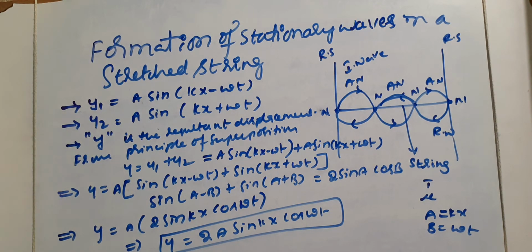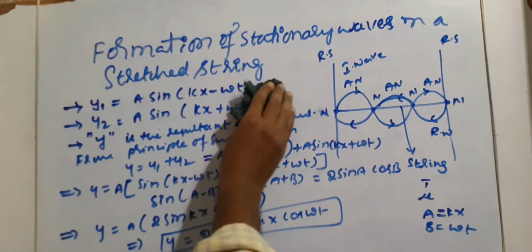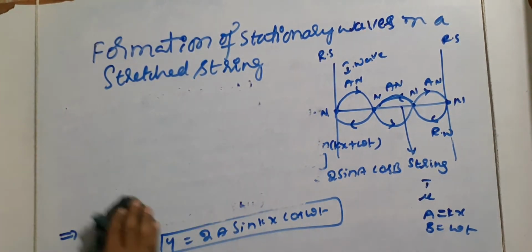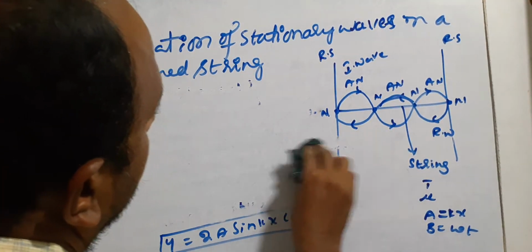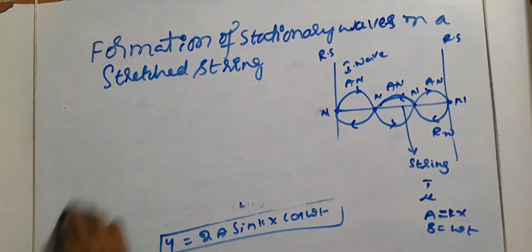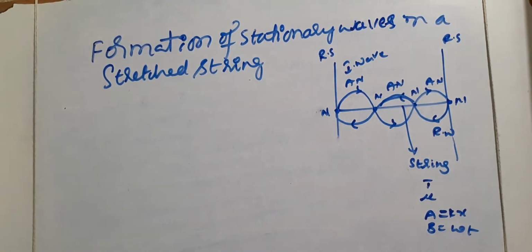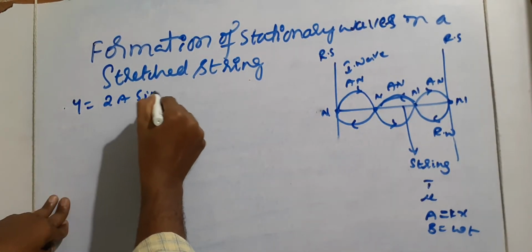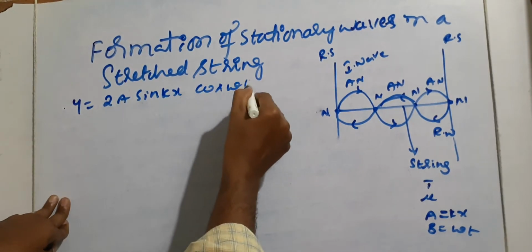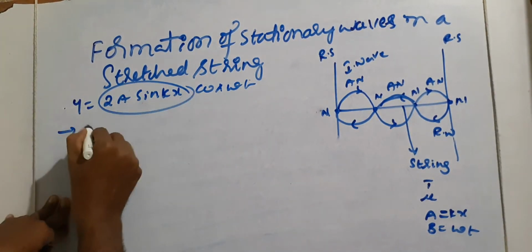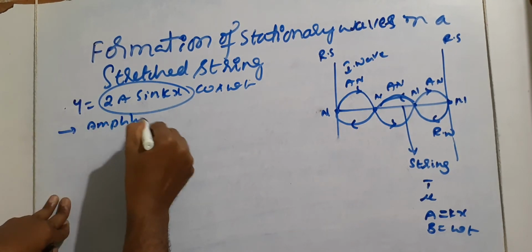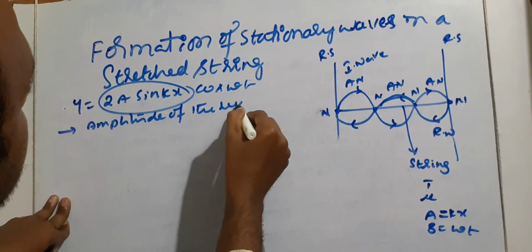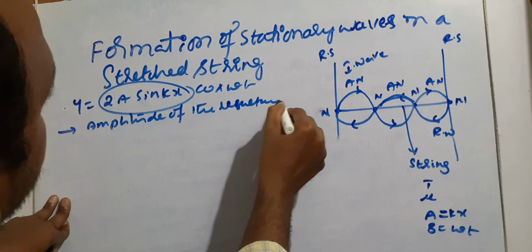Now in this resultant displacement formula, y equals 2a sine kx cos omega t, this is the amplitude of the resultant wave.